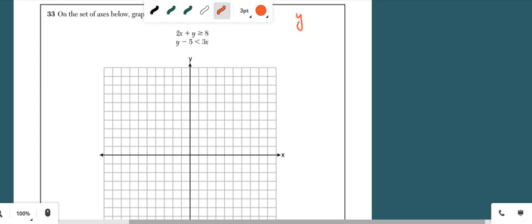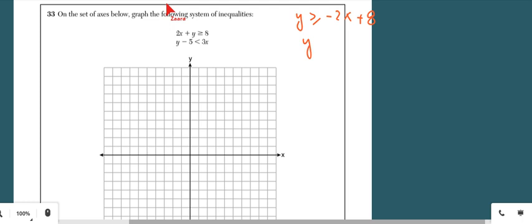So I am taking 2x to the other side, so it will become y greater or equals to negative 2x plus 8. Is it clear? And take 5 to the other side, so it will become y greater than 3x plus 8.